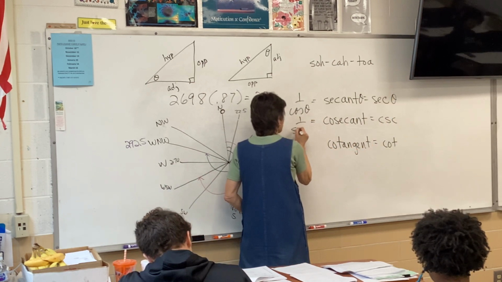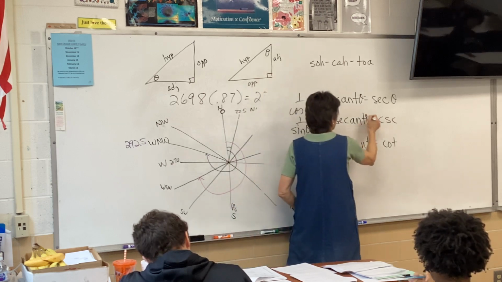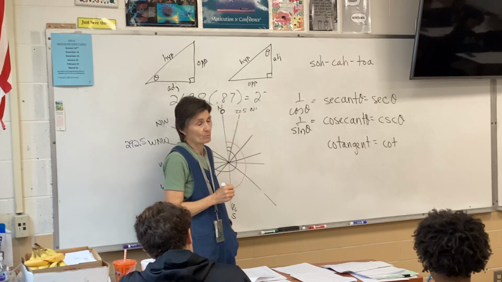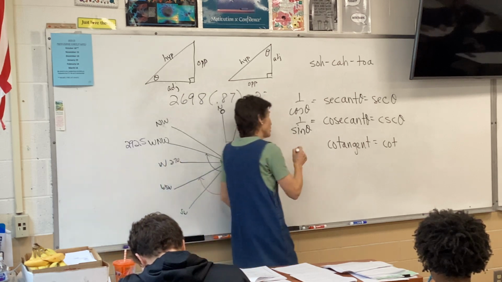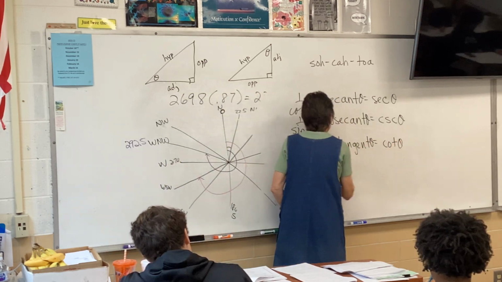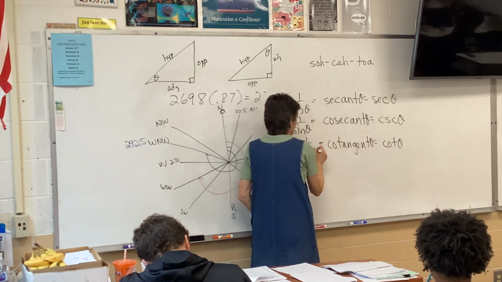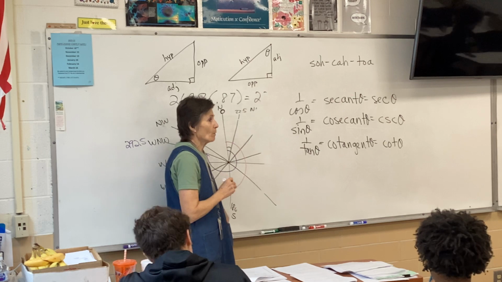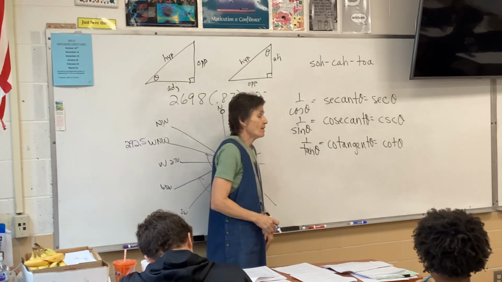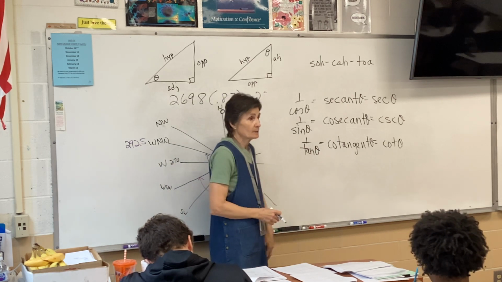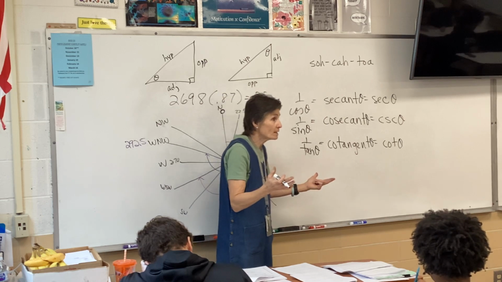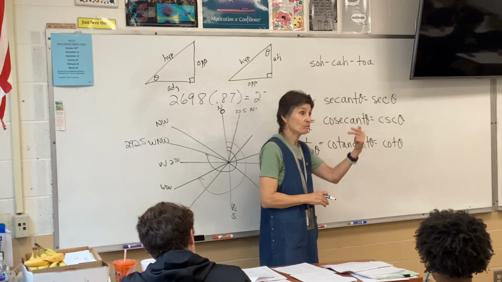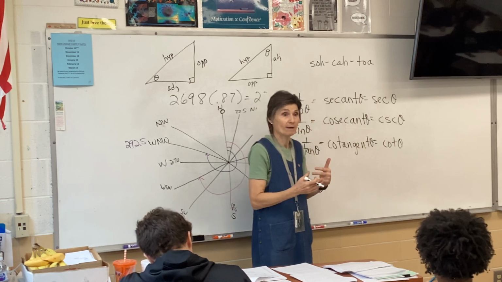Cosecant is the reciprocal of the sine. So cosecant theta is 1 over the sine. And then cotangent's the easy one. It's the reciprocal of the tangent. So if you know that the cosine is 1/3, then the secant will be 3 over 1. They're reciprocals of each other.